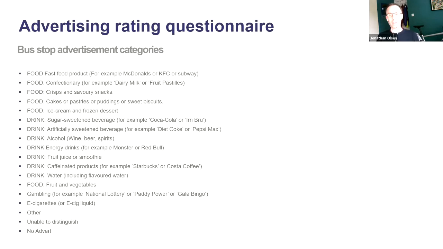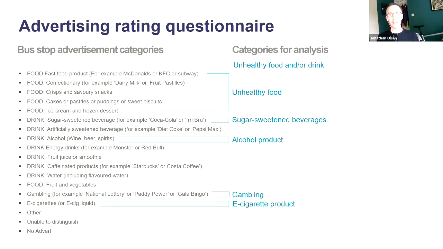But what we found was actually this was quite a substantial list, and a lot of these categories in our audit, when we looked at them, had actually quite small numbers. And when we wanted to do our statistical analysis later in the project, we decided we were going to group a lot of these categories together for analysis. So what I'm talking about later in the results are the combination of these individual categories grouped into an overarching unhealthy food and drink that includes unhealthy food products and sugar sweetened beverages. Then we looked at alcohol products, gambling and e-cigarette products.